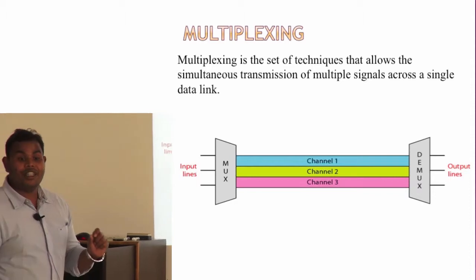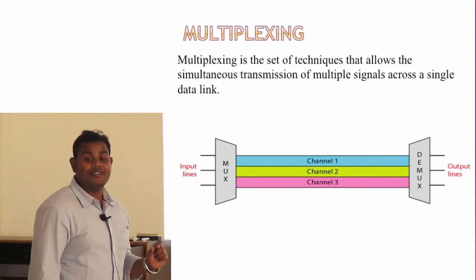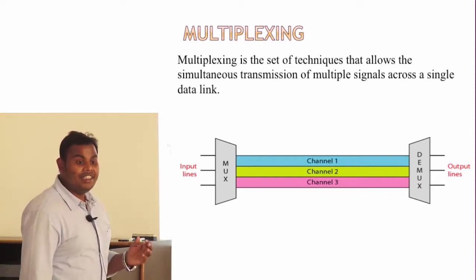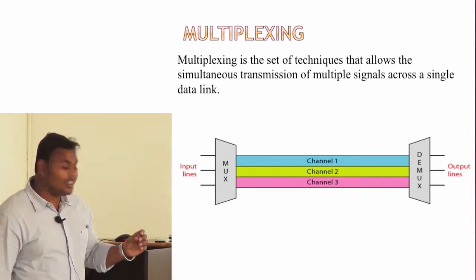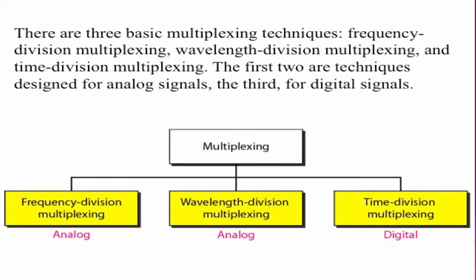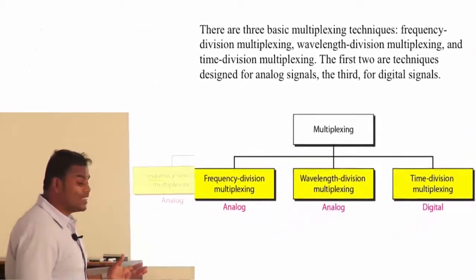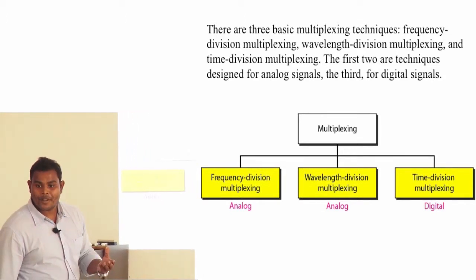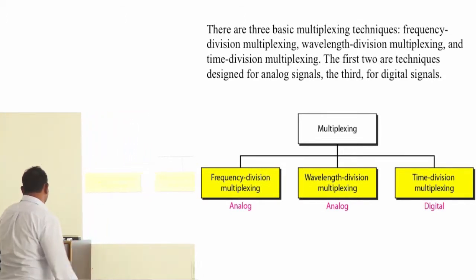This is about multiplexing. Multiplexing can be done in 3 categories: frequency division multiplexing, wavelength division multiplexing, and time division multiplexing. Depending on the situation, we can choose any of these multiplexing techniques to transmit the data. Clear? So what is frequency division multiplexing?